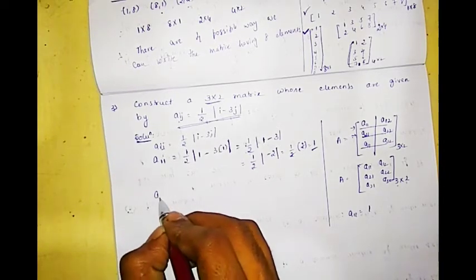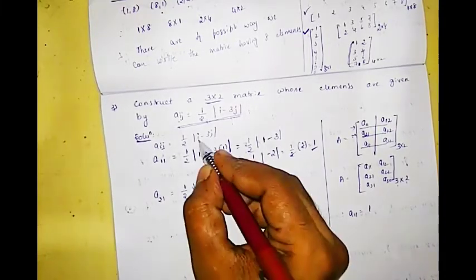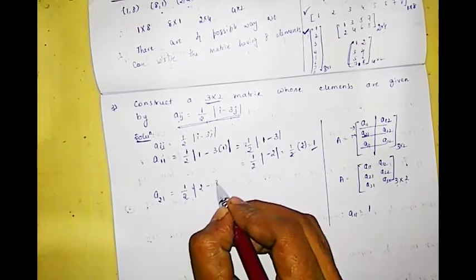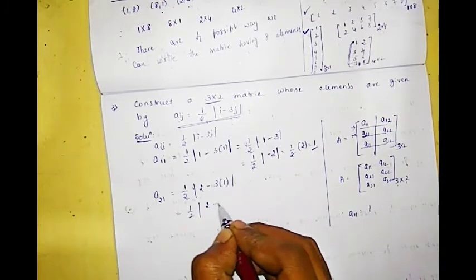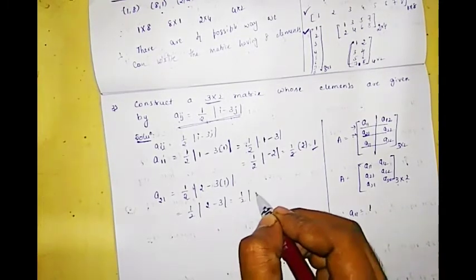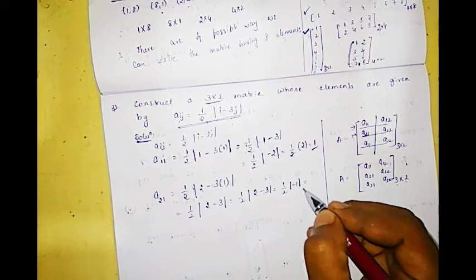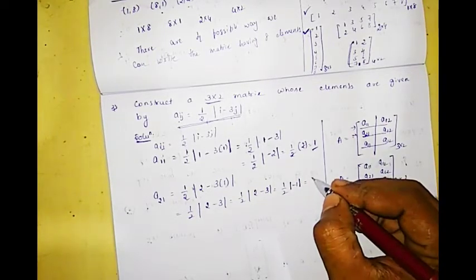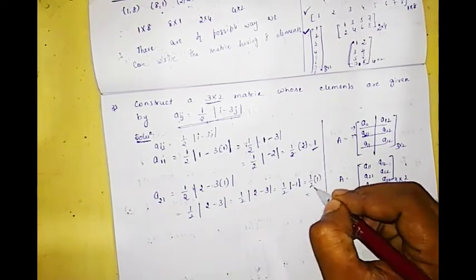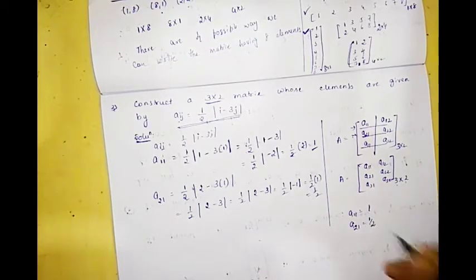Okay, similarly I can find A21. A21 is half into modulus of I minus 3j, where I is 2 and J is 1. So half into 2 minus 3, which is half into modulus of minus 1. Since it is a modulus function, negative becomes positive, and positive remains positive. 1 by 2 into 1 is equal to 1 by 2. So A21 is equal to 1 by 2.